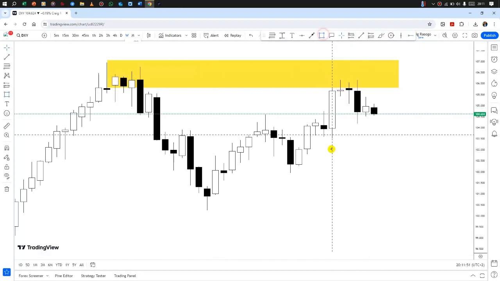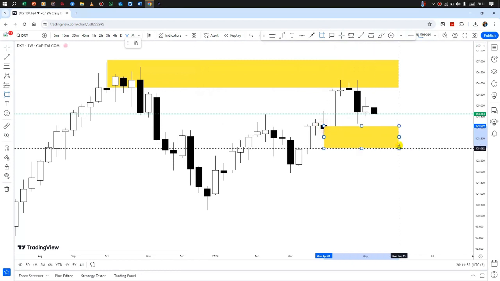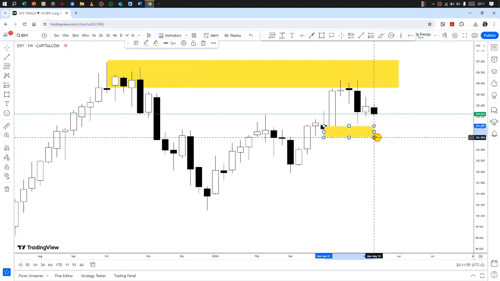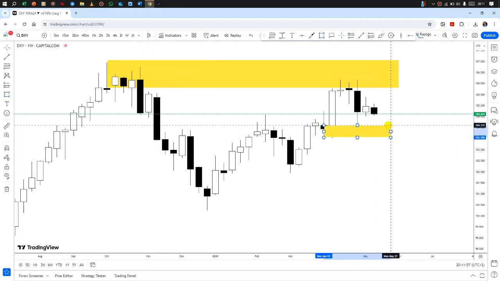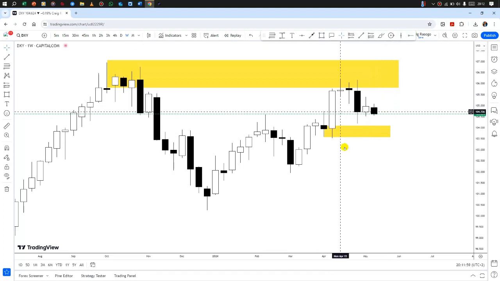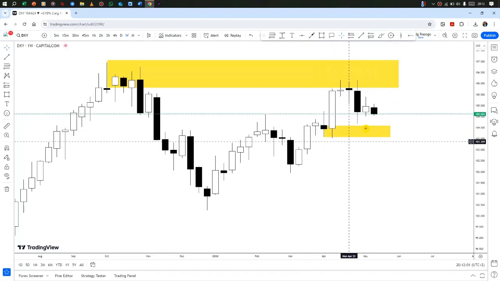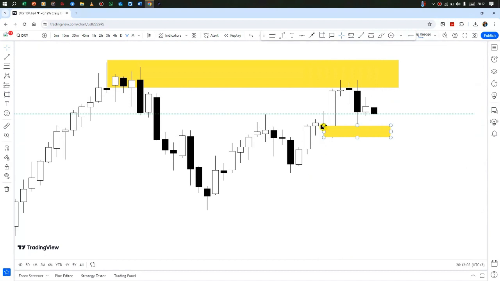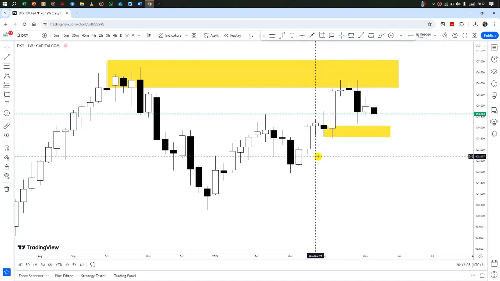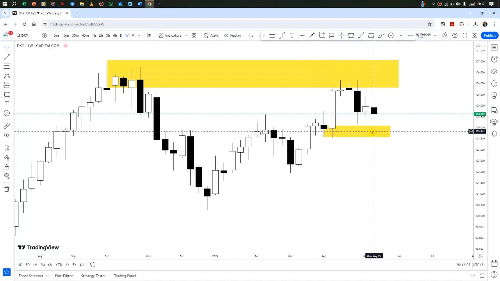Up until the price approaches this weekly demand zone here, we can then change our perspective on the dollar index. But for now, we'll say that it's bearish up until the price approaches this rally demand zone here, or we can say it's a drop based rally demand zone if we open it on the smaller time frames. So for now, it's bearish.